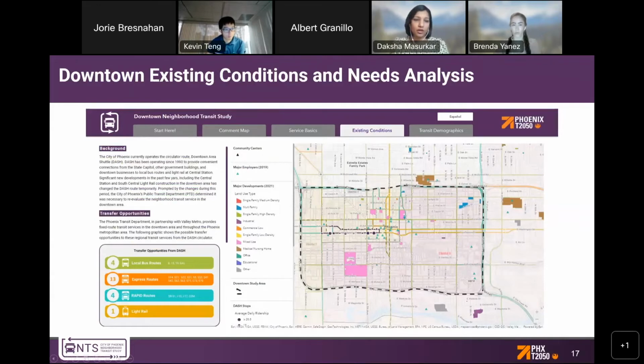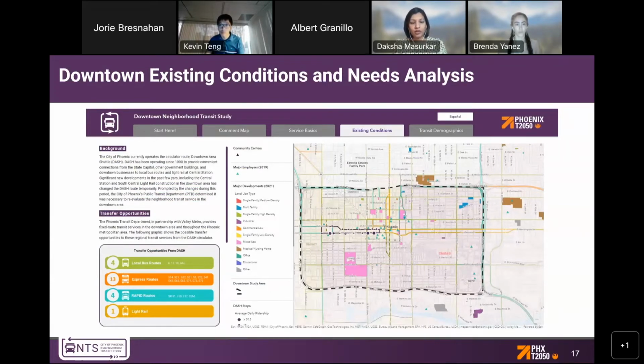So, the downtown existing conditions. Before we started with this public engagement phase 1, we did review the existing transit service in downtown to understand the needs. To show what data we have collected and how it will inform some of the service options that we develop, we have added all this data on a web interface called the story map.